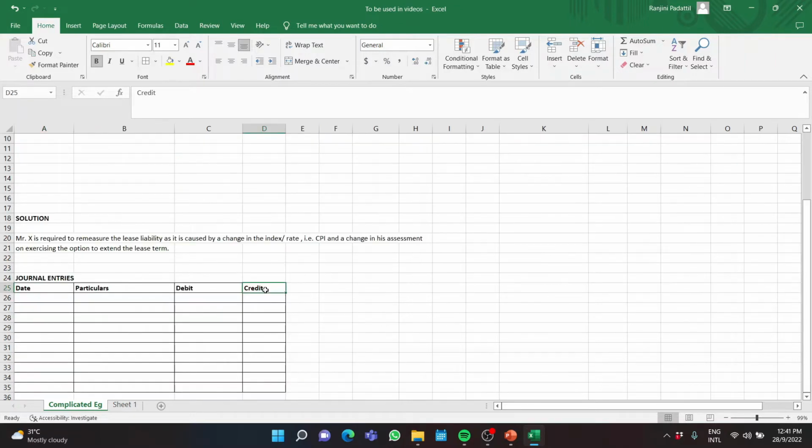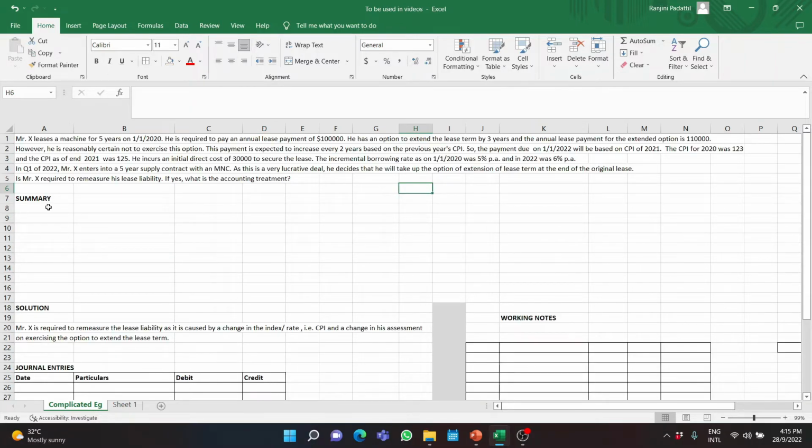Everything else that I will be showing here is for your understanding and as a part of my working notes. Alright, let's quickly do a summary of the question. We know that there is a reassessment that happens in 2022. So we make two columns for information.